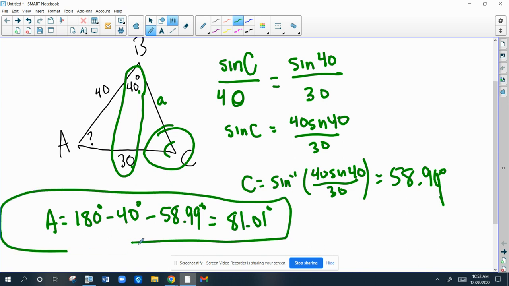Now, if you're solving for a side instead of an angle, just write the law of sines flipped. So instead of writing sine of C over 40, I'd write 40 over sine of C. And then just keep that consistent, and so on. So it's really easy to work with. That's all there is to it.